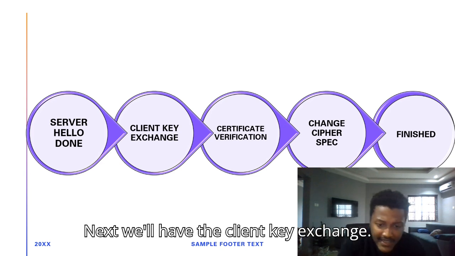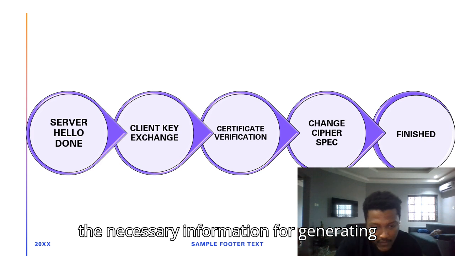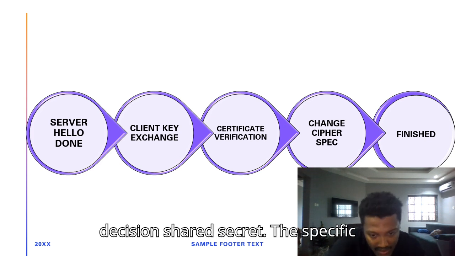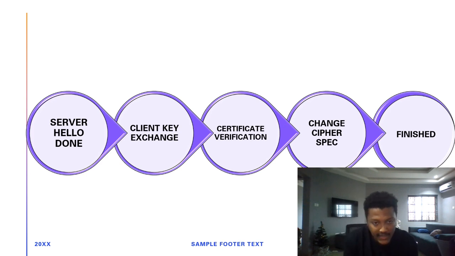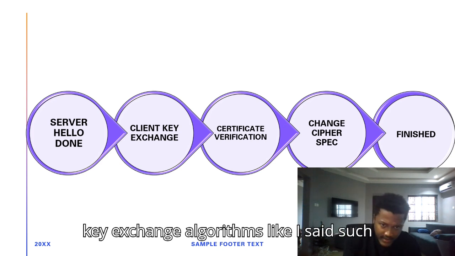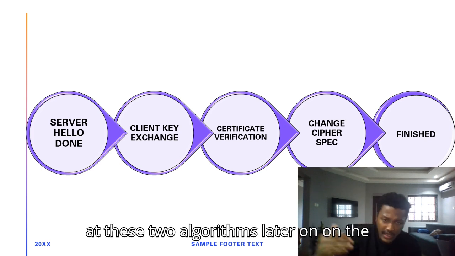Next, we'll have the client key exchange. This is actually where the client sends the necessary information for generating the shared session secret. The specific content of this message depends on the key exchange algorithm. We have various key exchange algorithms, like I said, such as the RSA algorithm and the Diffie-Hellman algorithm. We'll look at these two algorithms later in the video.